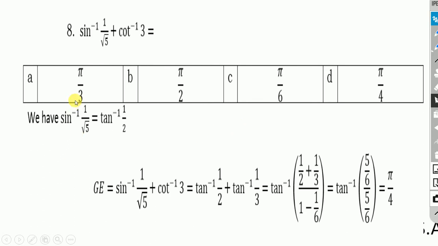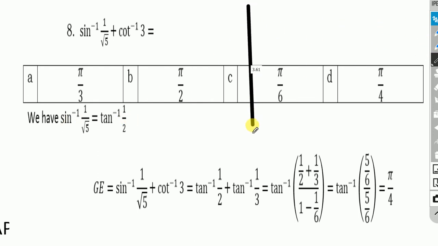Now sine inverse of 1 by root 5 plus cot inverse of root 3 is equal to, all these questions whatever we are discussing are from previous year question papers. So now let us take sine inverse of 1 by root 5. Let us convert this to tan. Let us see how it is.